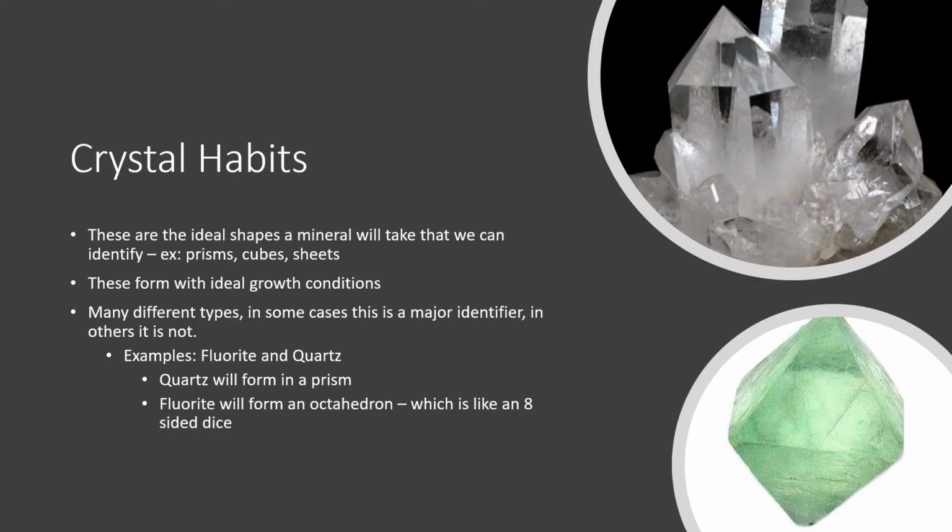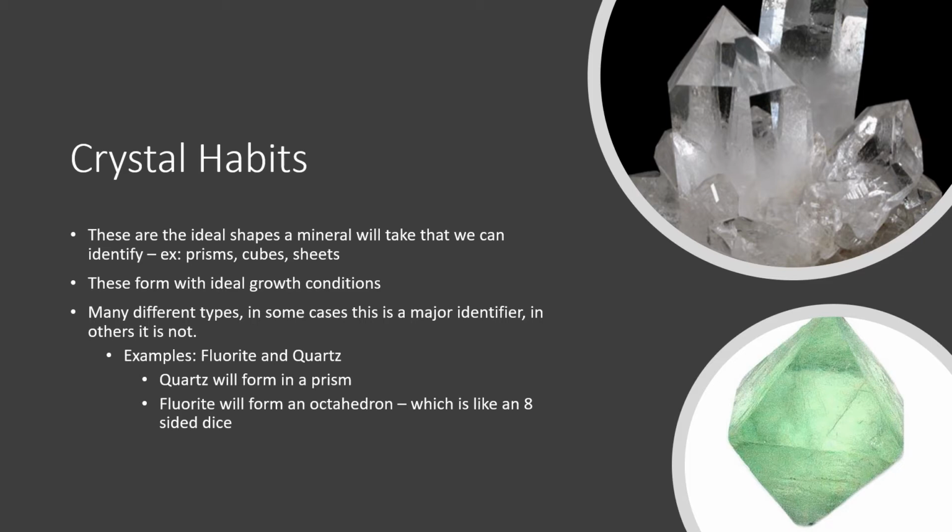And then we have crystal habits. So these are the ideal shape a mineral will take that we can identify, like prisms, cubes, sheets. These form with ideal growth conditions.